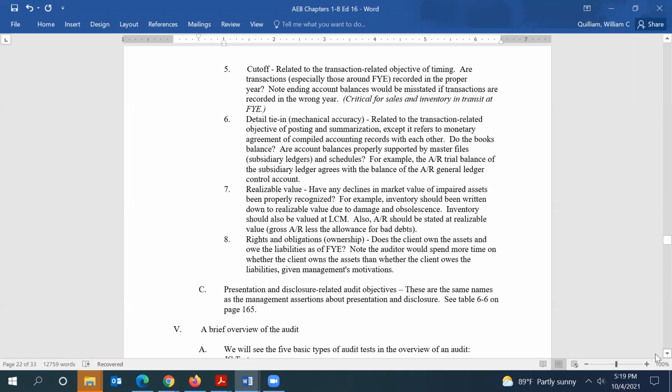Then number 7, realizable value. Have any declines in market value of impaired assets been properly recognized? For example, inventory should have been written down to realizable value due to damage and obsolescence. If not, we violated the realizable value objective. Inventory should also be valued at lower of cost or market. Also, accounts receivable should be stated at realizable value, namely gross accounts receivable less the allowance for bad debts. If not, again, realizable value has been violated.